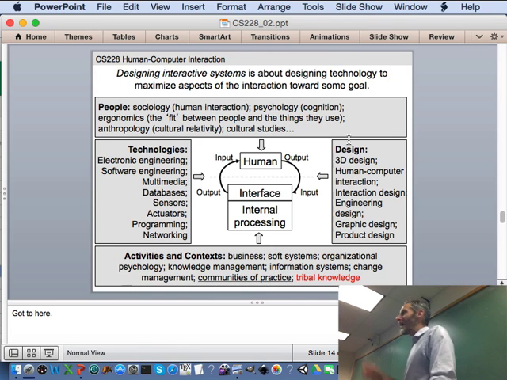So communities of practice are groups of people that either work together or, in your case, study together. This particular class is a tribe. There is some tribal knowledge among this particular tribe. Tribal knowledge is usually the ways in which a group does what it does, and those rules are not written down.